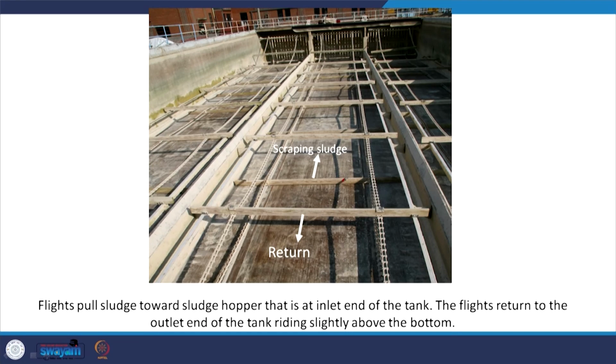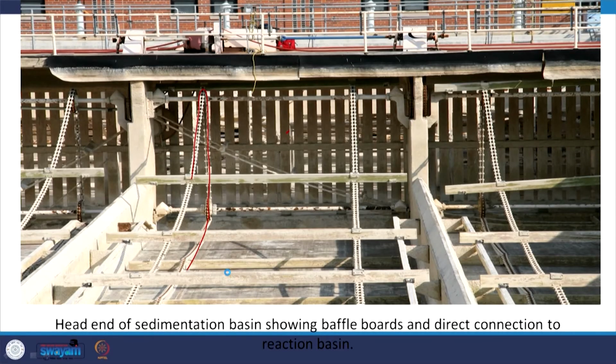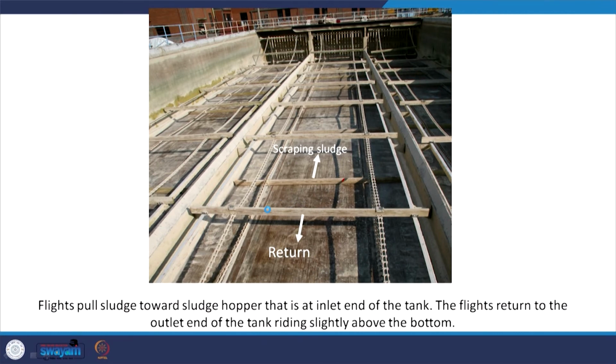Okay, so scraping sludge is going in this direction. The bottom one is going out there, and this one towards here. It's going out like this, and then rotating up, and then again coming back. So that's what we see out here.